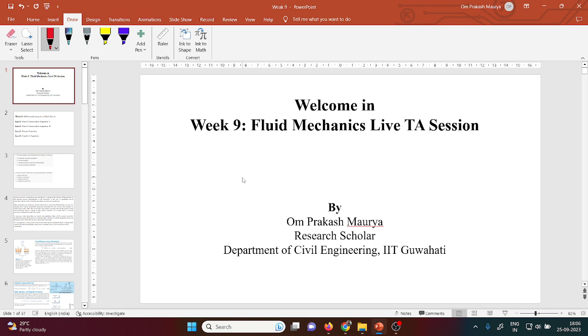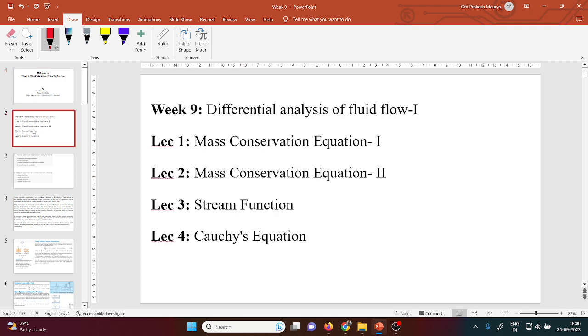So today I'm going to solve the week 9 fluid mechanics previous year questions. Actually, the week 9 was about the differential analysis of fluid flow, and I think week 10 was also about the differential analysis of fluid flow. That's why the week 9 is written as differential analysis of fluid flow first. And in week 9, 4 lectures were covered.